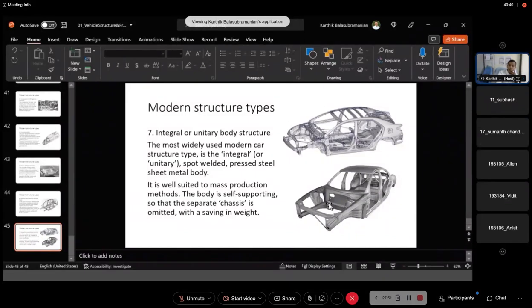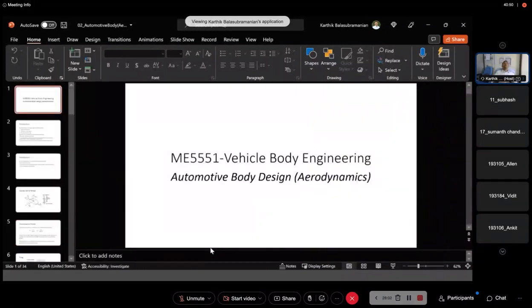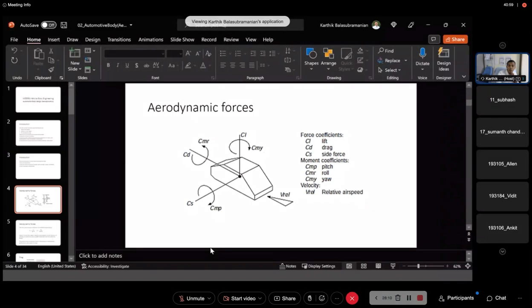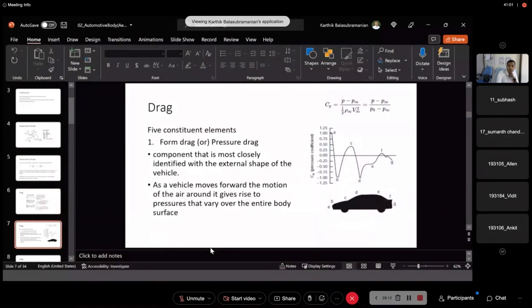Okay. And I wanted to discuss a little bit about aerodynamics. This is also from the MTech, but I felt this is important: how the vehicle body shape has evolved. Are you able to see the diagram on the screen? Yes, sir.